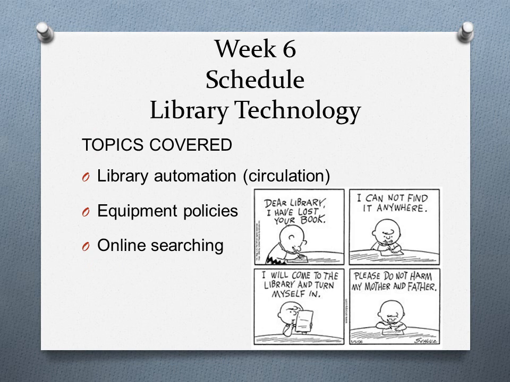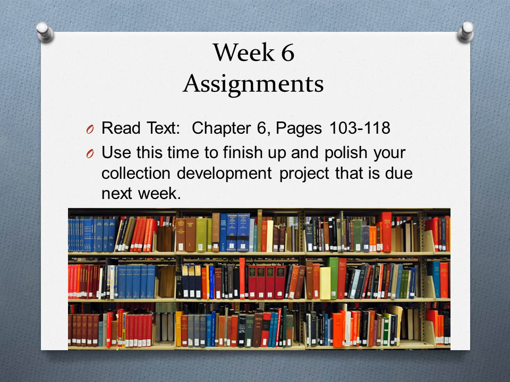Week 6 will focus on library automation systems and their advantages, and library policies relating to various types of equipment housed in the school library. Online searching will be another important topic of learning. The text, Chapter 6, covers information relating to this week's topics, including library technology, automation, the internet, and online searching. Use this week to finish up your collection development project, which is due by the end of Week 7.